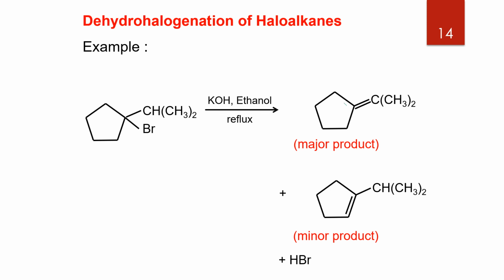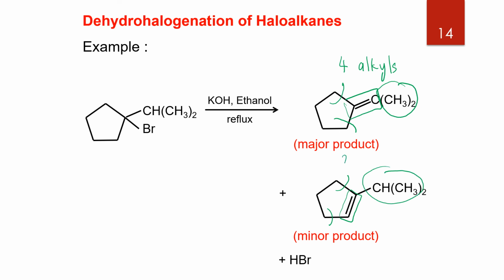The first structure shows that the carbon-carbon double bond has four alkyl groups, while the second product shows that the carbon-carbon double bond has only three alkyl groups. Thus, the first alkene structure, with four alkyl groups, is the major product.